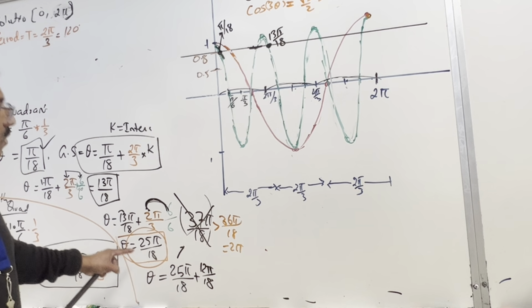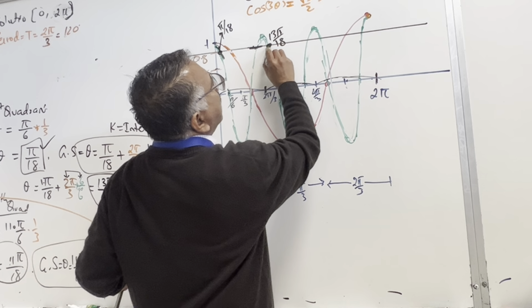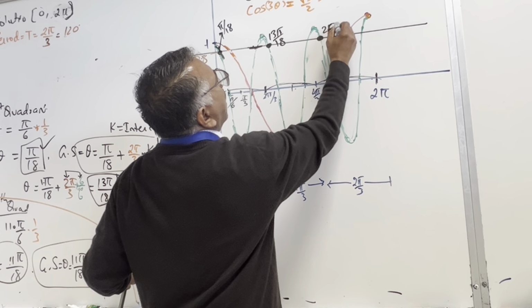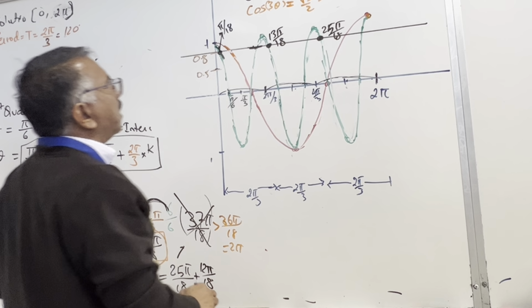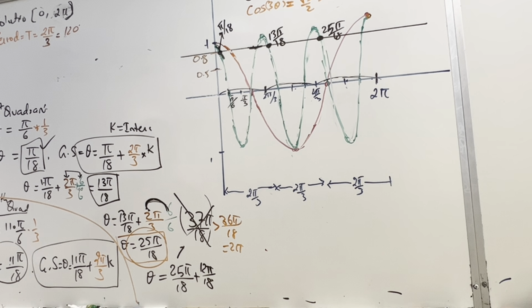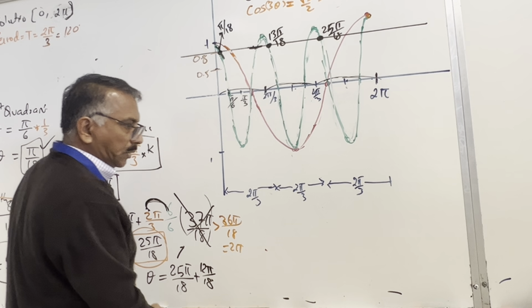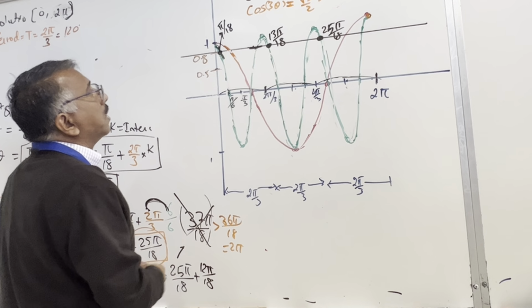And then the next one is 25 pi by 18. So from here to here, this is 25 pi by 18. So those are the 3 points. But then the other one starts with 11 pi by 18. Now where is this 11 pi by 18? I'm going to use a blue marker.